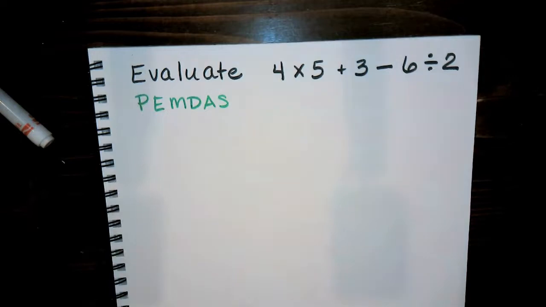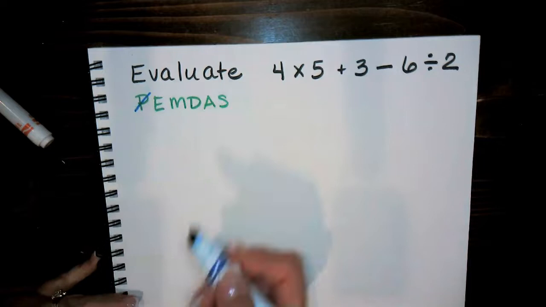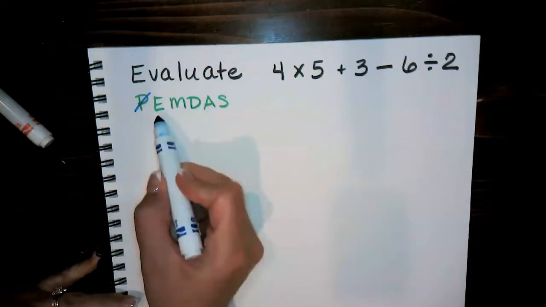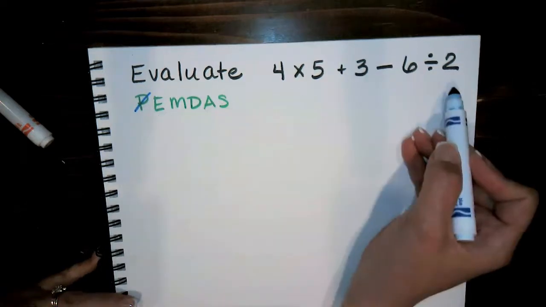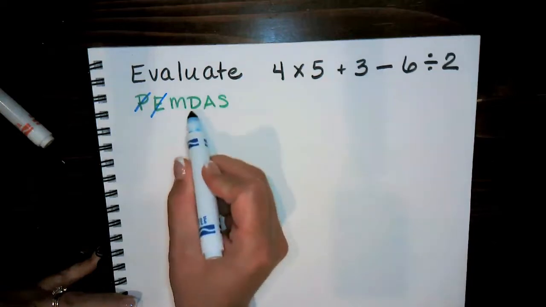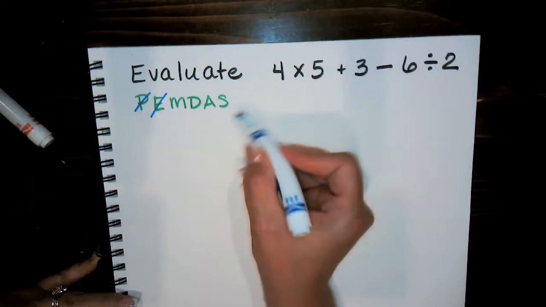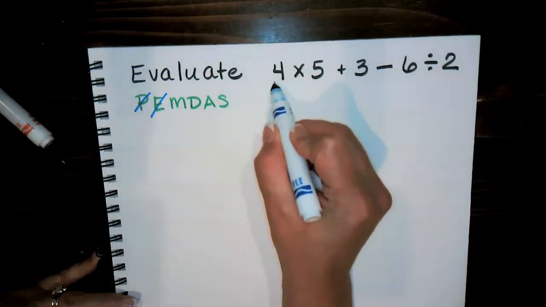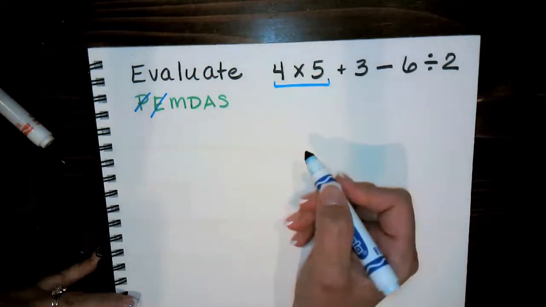Parentheses first. Well, I don't see any parentheses, so I get to mark that step off. Then exponents. I don't see any exponents in this problem, so again, I get to mark this step off. Then I do multiply or divide. Okay, so we'll start here, and I see some multiply right there. So I'm going to do that.